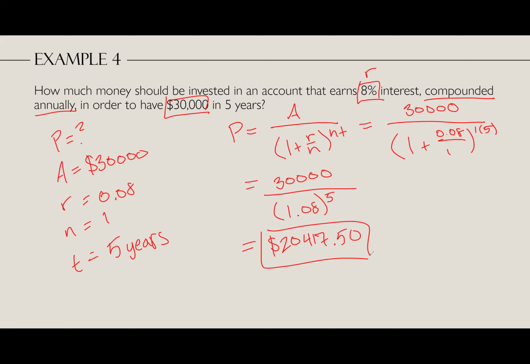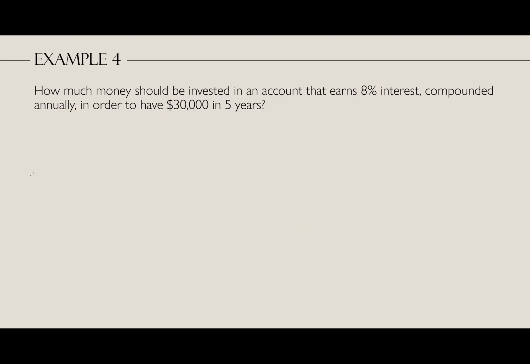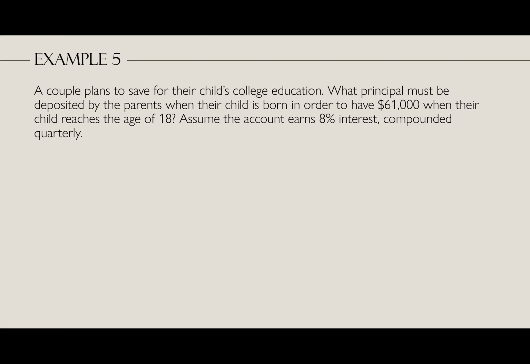So that was our example 4. Now let's look at our last example for this video, example 5. This may be something that's either relevant to you or will be relevant to you in the future, especially if you have children. Let's say that we have a couple here and they want to save for their kids' college fund. We all know college can be really expensive.